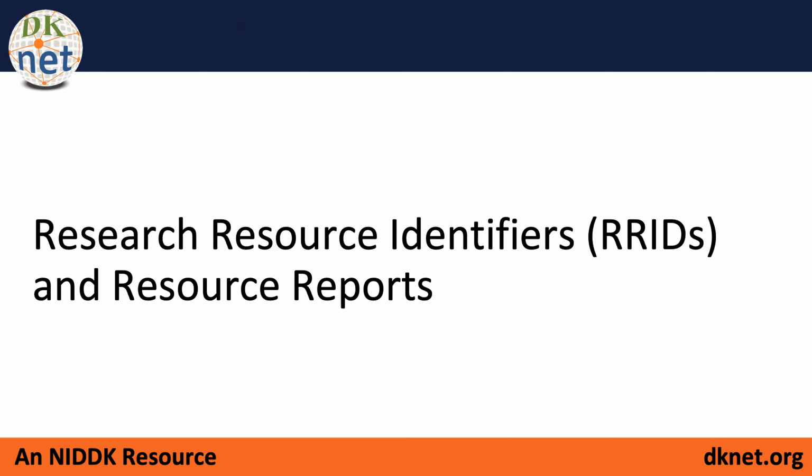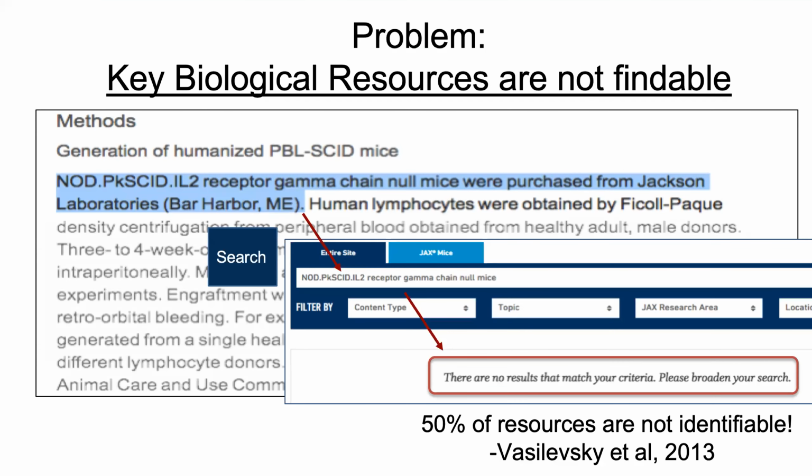So built on top of this ability to aggregate information, we've been aggregating information around research resources, and a key issue has been that key biological resources are sometimes very difficult to find in the literature. So this is an example where we have a model organism from Jackson Laboratories. When you go in and try to search within Jackson Labs itself, the text used to describe the model organism does not yield a very good search result.